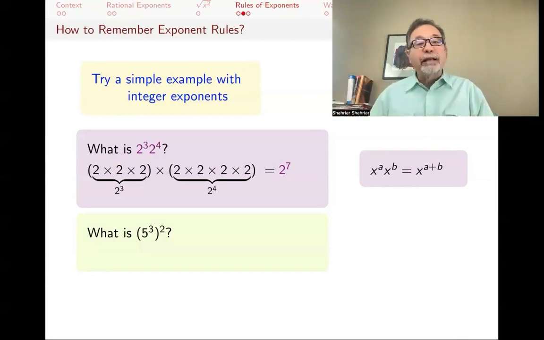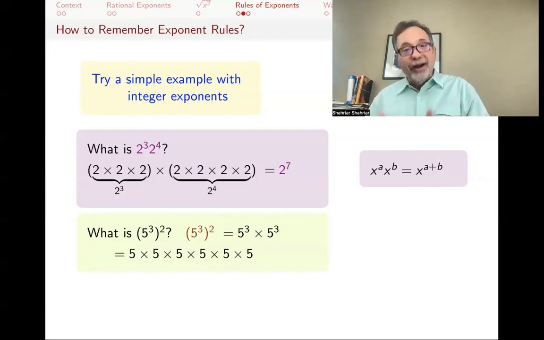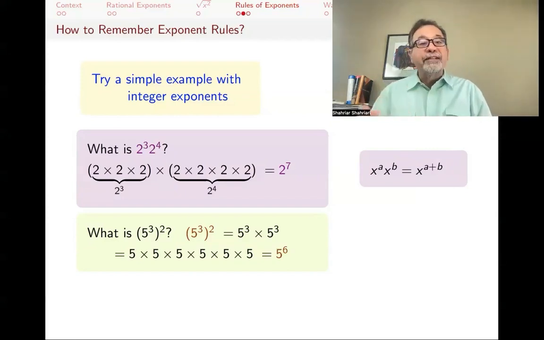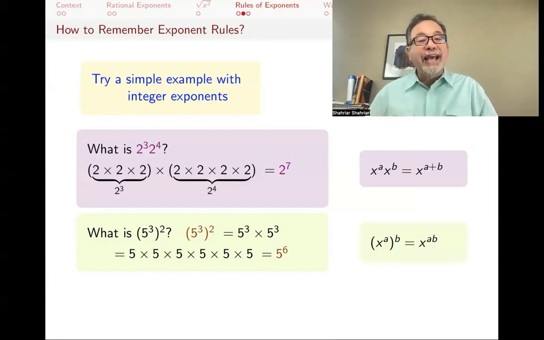5 cubed squared. That means that you have to multiply 5 cubed by itself. But what's 5 cubed? 5 cubed is 5 times 5 times 5. So how many 5s do I have? You can see that we had two sets of 3 5s, and 2 times 3 is 6. This should remind you that x to the a to the b is x to the ab.